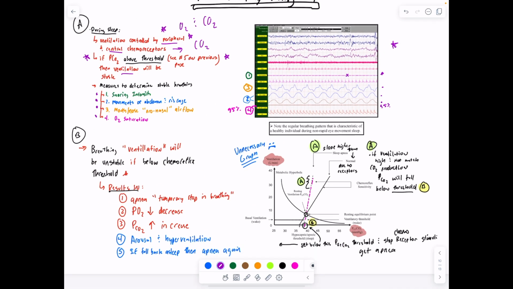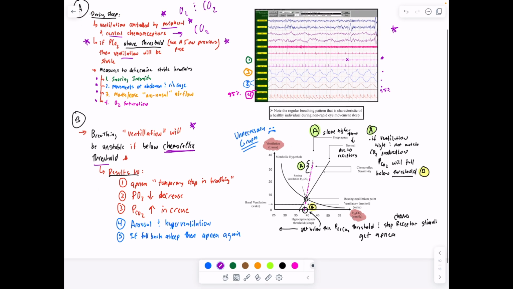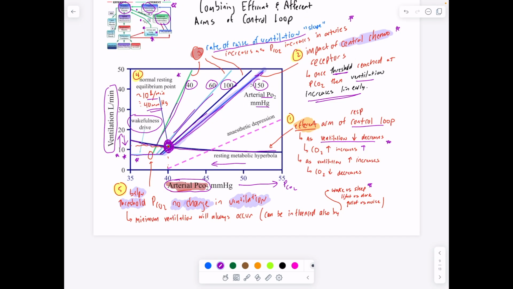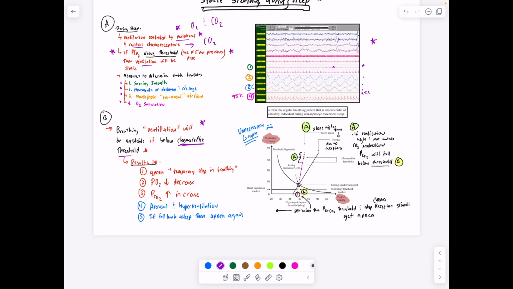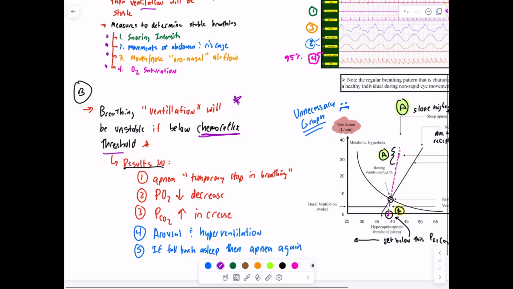All right, and then how do you get unstable breathing? It's basically if you're below the chemoreceptor threshold, the chemoreflex threshold. If you're below a certain amount of carbon dioxide, then your chemoreceptors aren't going to be stimulated, and you can have a temporary stop in breathing, apnea. As a result, you can have a decrease in partial pressure of oxygen, and if you're not breathing, an increase in carbon dioxide.